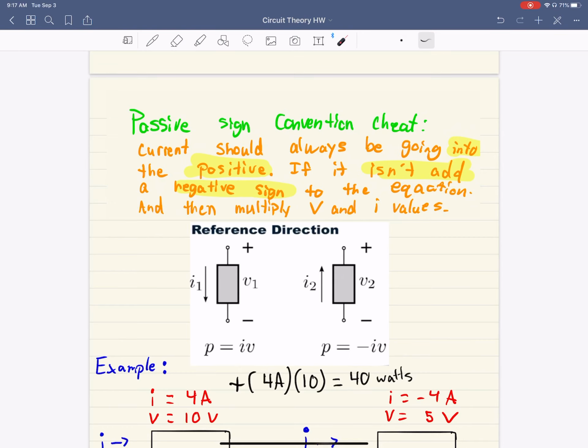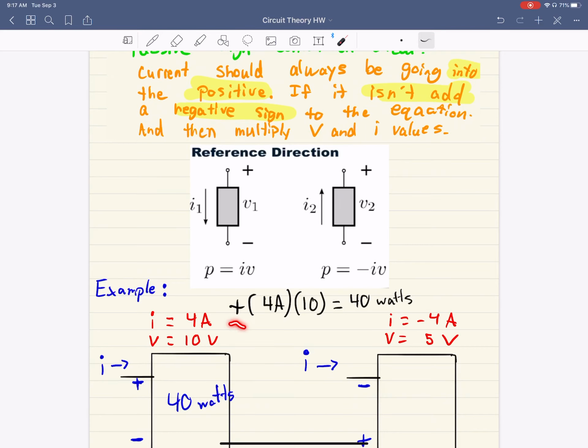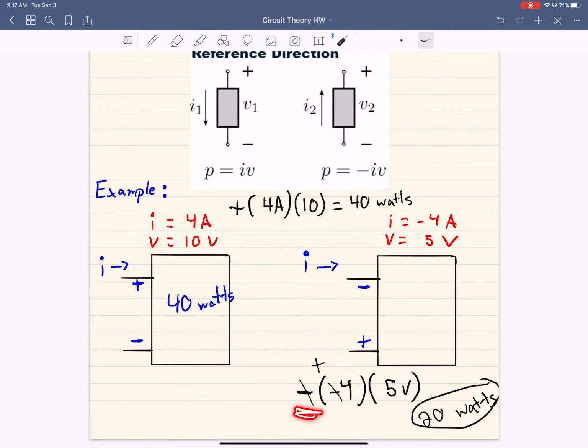A lot of people get confused and try to flip I if it's negative or positive based on the direction, and that's not what you need to do. You just need to do it very basic: add the plus or add the negative to the equation, look at the passive sign convention at the start, and then multiply the values through and eliminate negatives or add negatives if you need to.